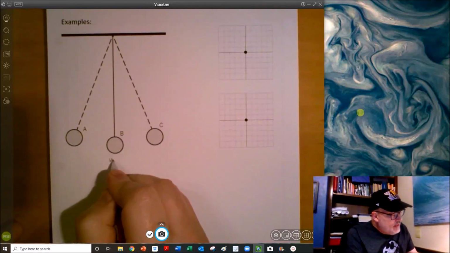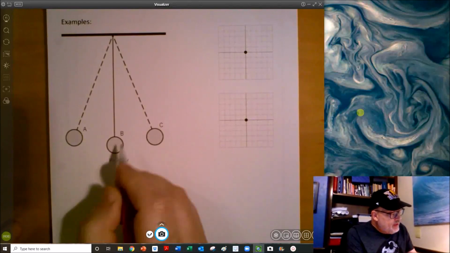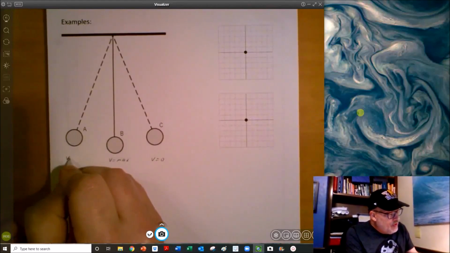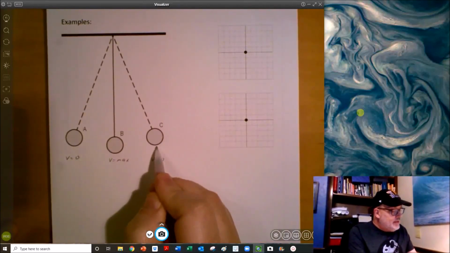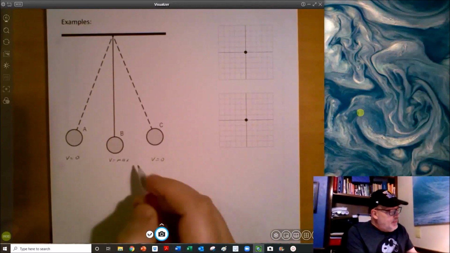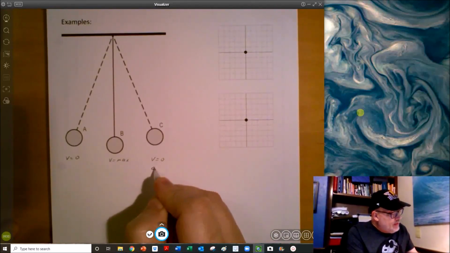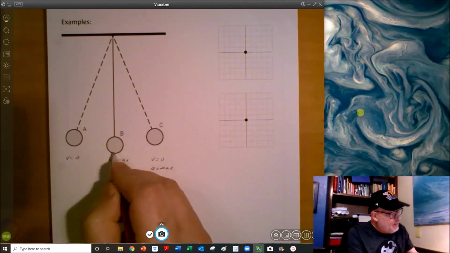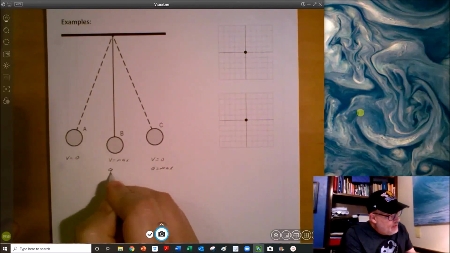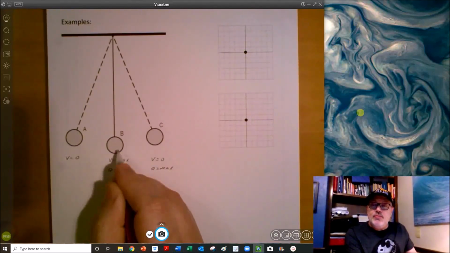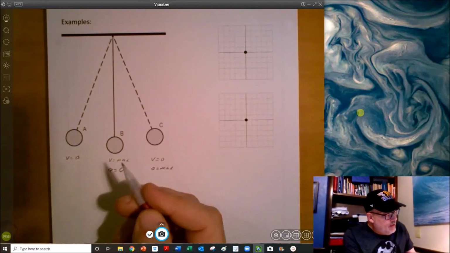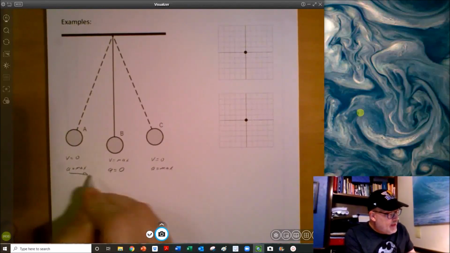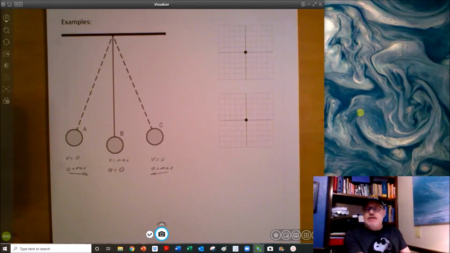Remember that the velocity at the bottom will be a maximum, either going to the right or left, depending on which way it's going. The velocity at the ends will equal 0, where its displacement is maximum. And then remember that at the ends, the acceleration is a maximum this way towards the equilibrium. This is the equilibrium position, and therefore the acceleration equals 0 here at equilibrium in the center. And then down here we have an acceleration which equals a maximum again, but this time it's in that direction instead of this direction.